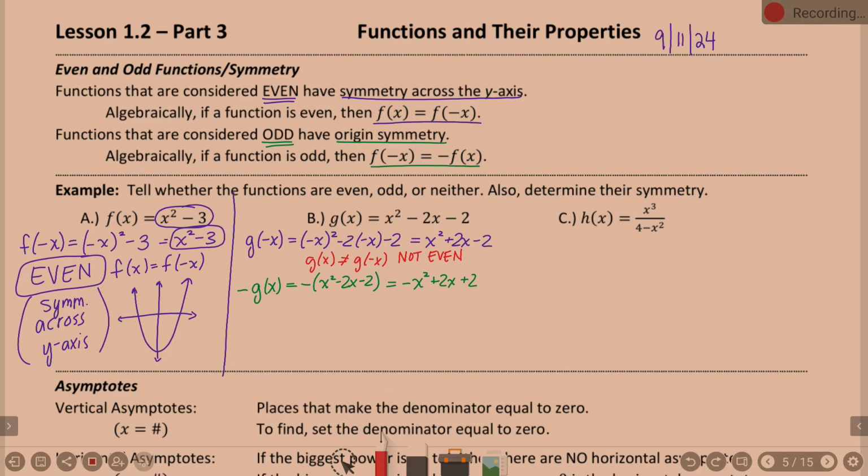Does negative g of x match g of negative x? No, we got two different signs there, don't we? Therefore, it's not equal. So g of negative x does not equal negative g of x. So officially at this point we know it's not odd. Well, if it's not even and it's not odd, it's neither.